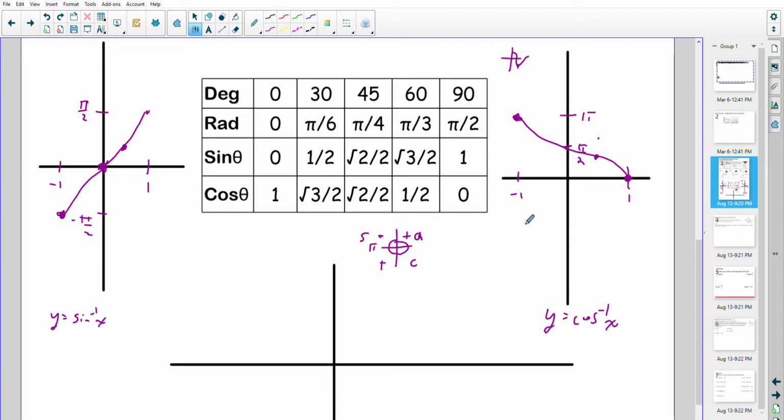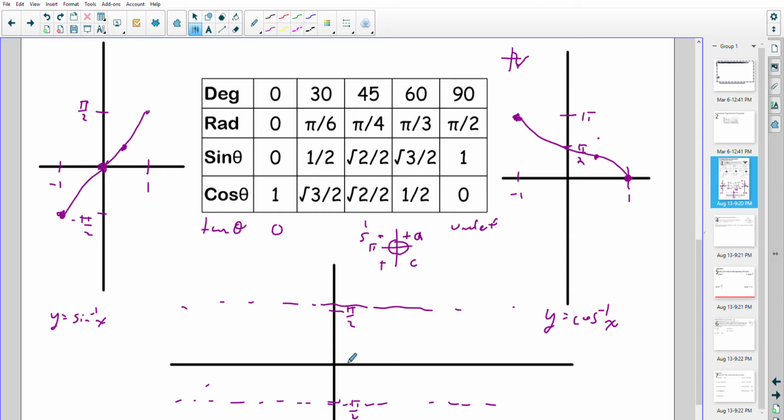Let's take a look at the tangent function. So tangent of theta is equal to 0, 1, and undefined. Now, the asymptotes on the original graph went from pi over 2 to negative pi over 2. So I'm going to put those as asymptotes on the y-axis now. So instead of vertical asymptotes, we now have horizontal asymptotes.